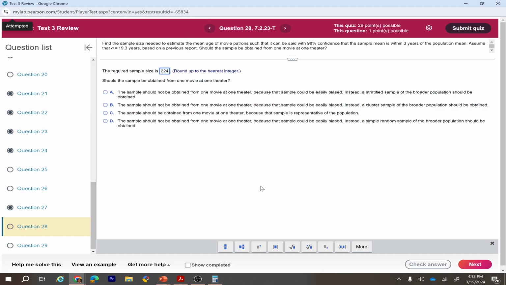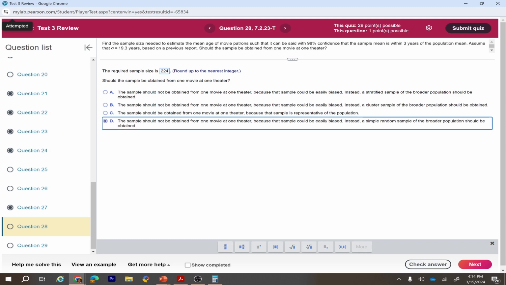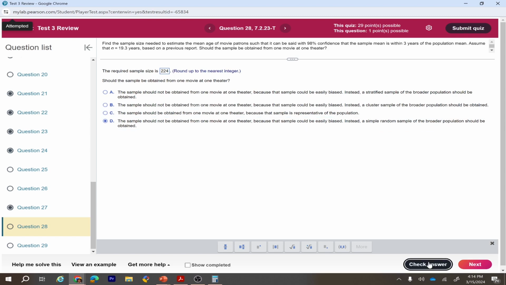Okay, so should the sample be obtained from one movie at one theater to find the sample size needed to estimate the mean age of movie patrons? No, that's not the right way to collect the sample. The sample should not be obtained from one movie at one theater, because that sample could be easily biased. Instead, we should take a simple random sample.